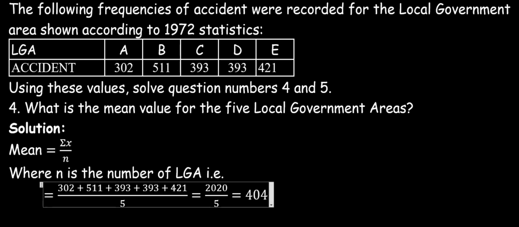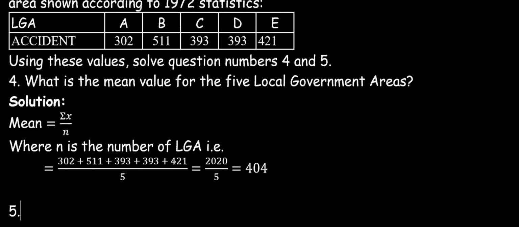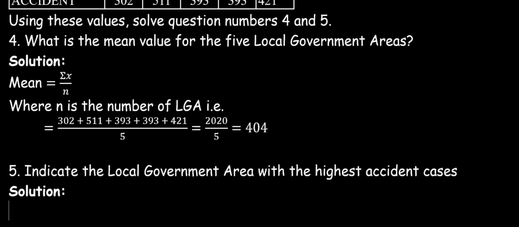2020 divided by 5 is equal to 404. Number 5. Indicate the local government area with the highest accident cases. Solution. This is the same thing as the mode. So LGA B with 511 cases.